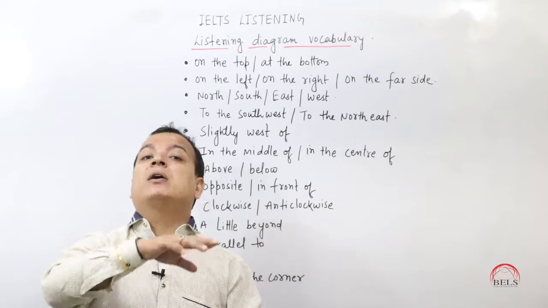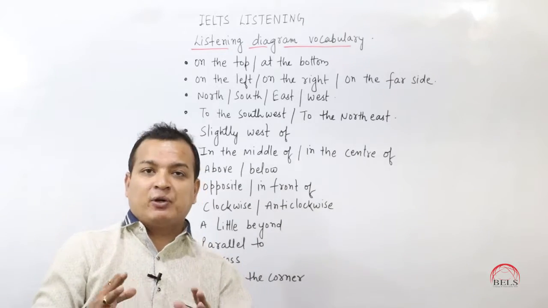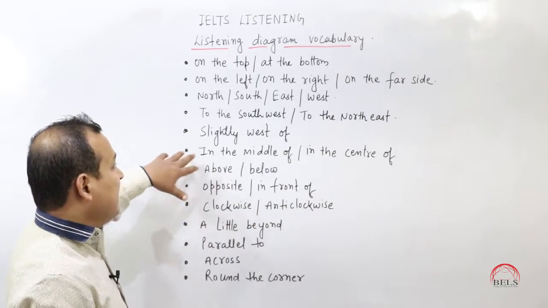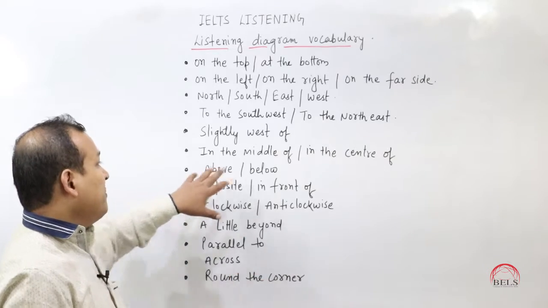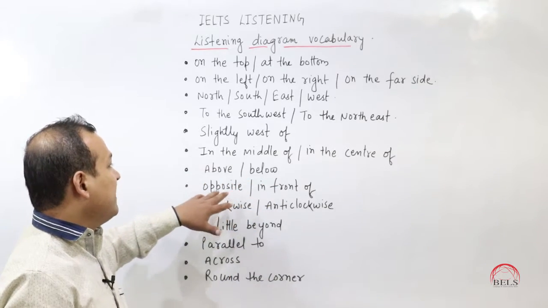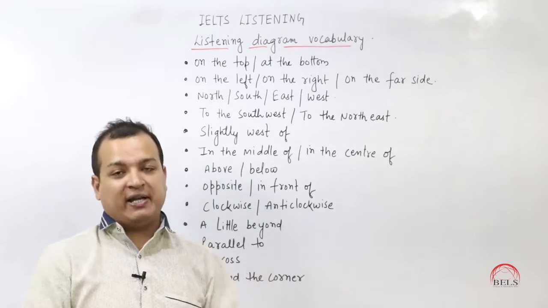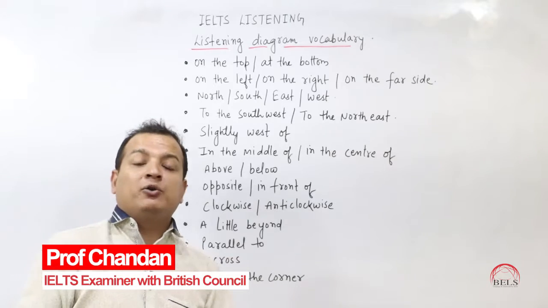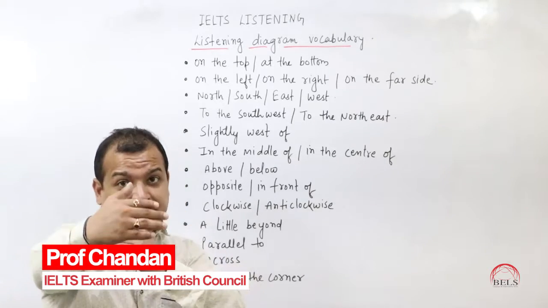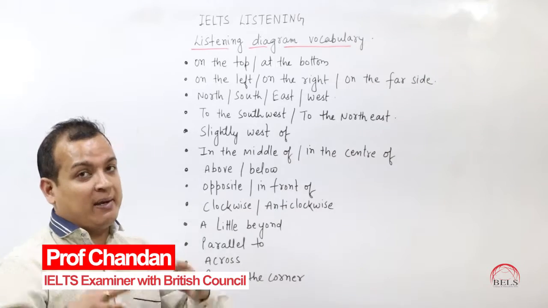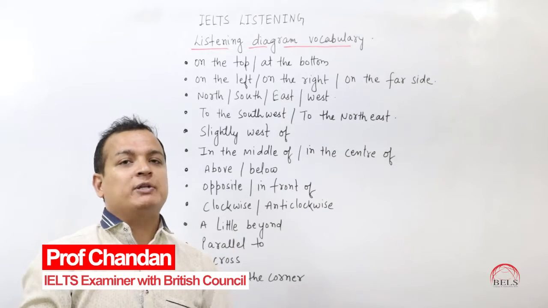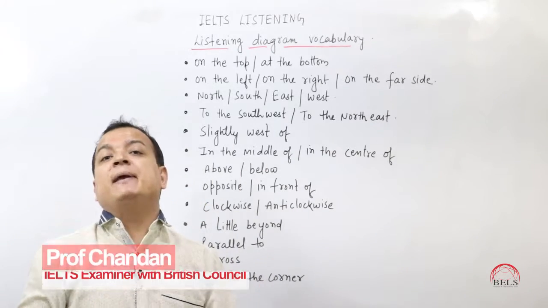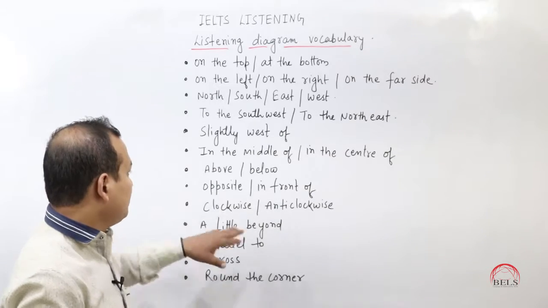In the center of the park, you'll find there is a beautiful garden. So you can say that in the middle of there's something. Above, below, these words you need to understand. Opposite or in front of: in front of the library, you'll find there is a tea stall. So it is important to understand where things are, and make sure, guys, when you go through the diagrammatic part, you picturize the image in your mind before starting.